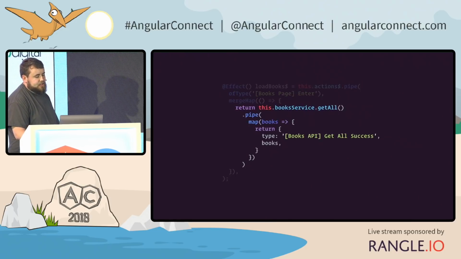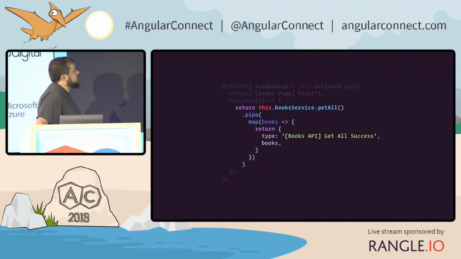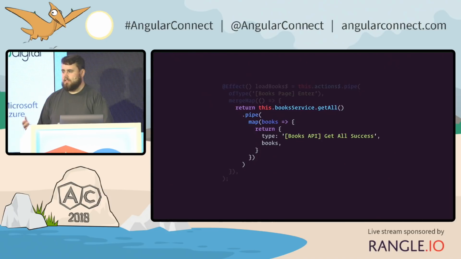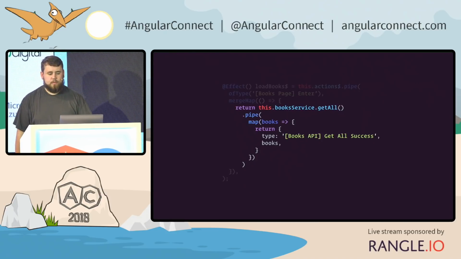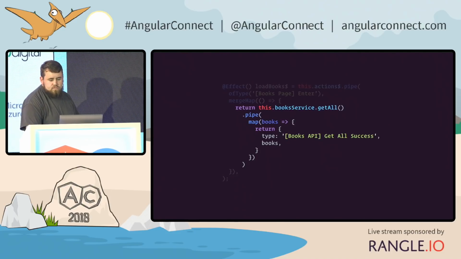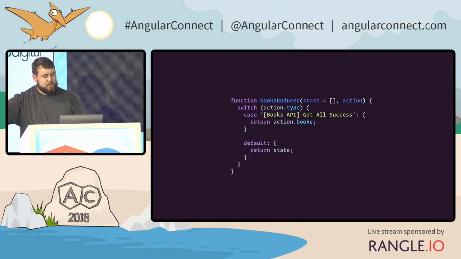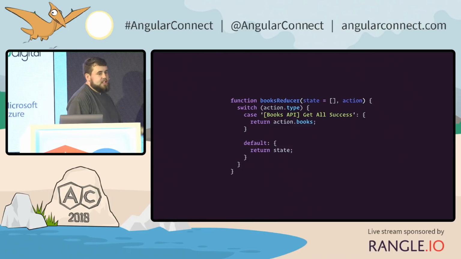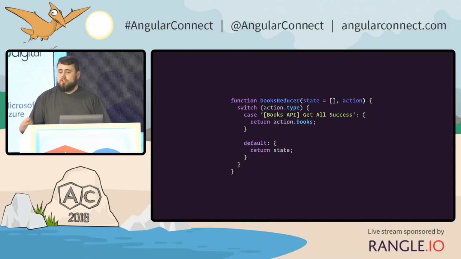And when it sees that action, it's going to make an HTTP request to get all the books. And it's going to map the response of that HTTP request into a new action. It's capturing the event of a successful response and transforming it into a new action. In this case, Books API, get all success. Then in another file, there's a reducer that's listening for this get all success action type. And it's updating the state, the list of books, to the result from that HTTP request.